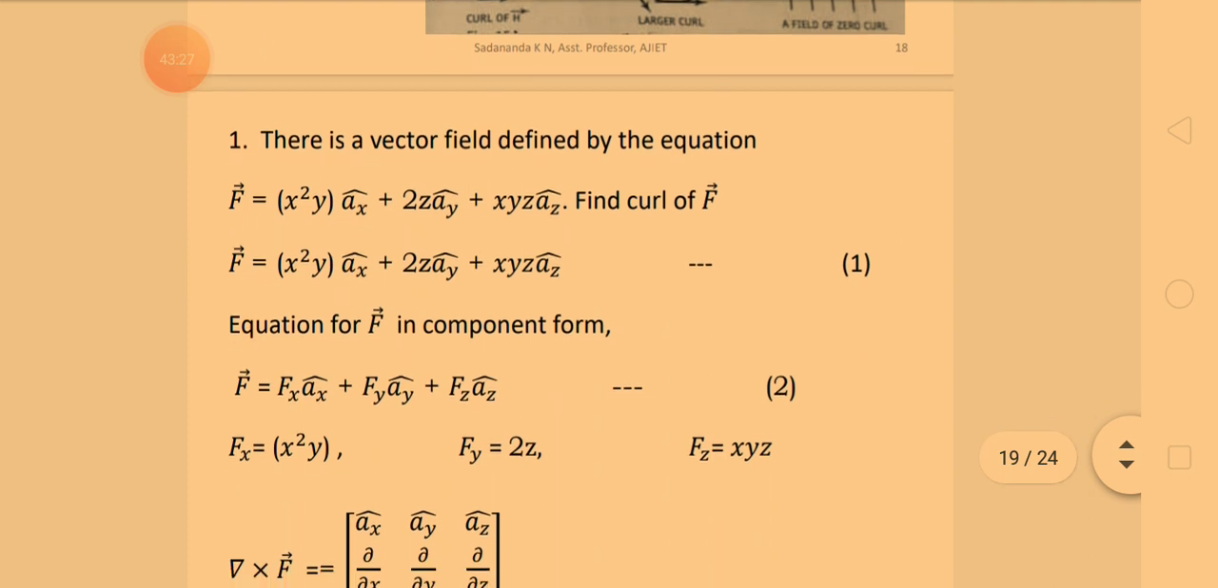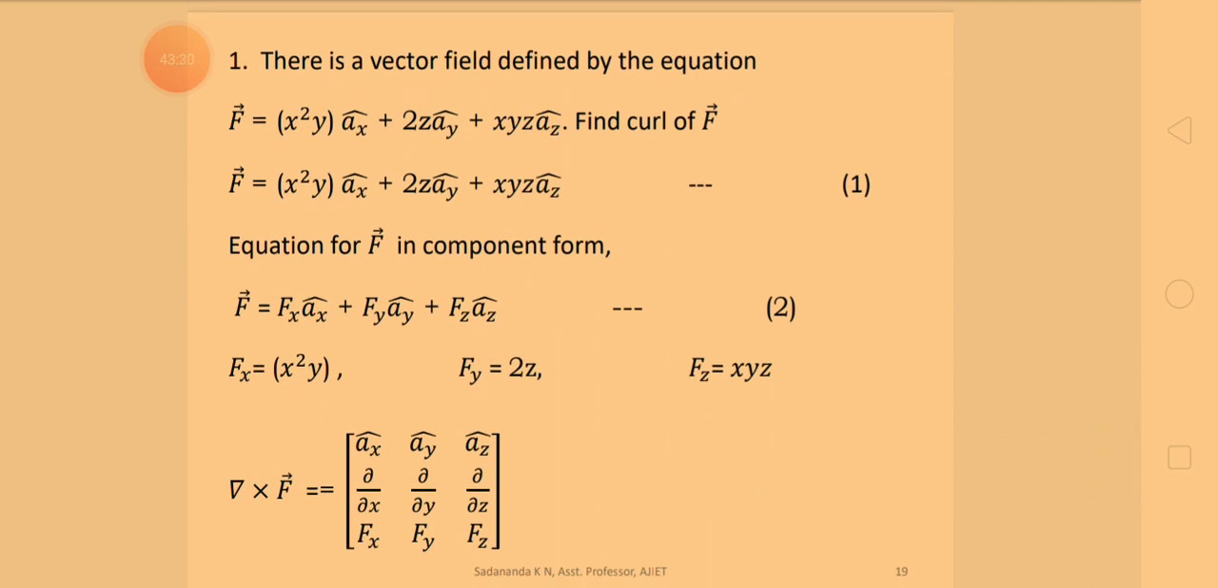Let us see two problems on the curl operation. The first problem: there is a vector field defined by an equation, vector F is equal to open bracket x square y close bracket ax cap plus 2z ay cap plus xyz az cap. Find the curl of vector function F. So here the vector function F is given. Call this equation number 1.